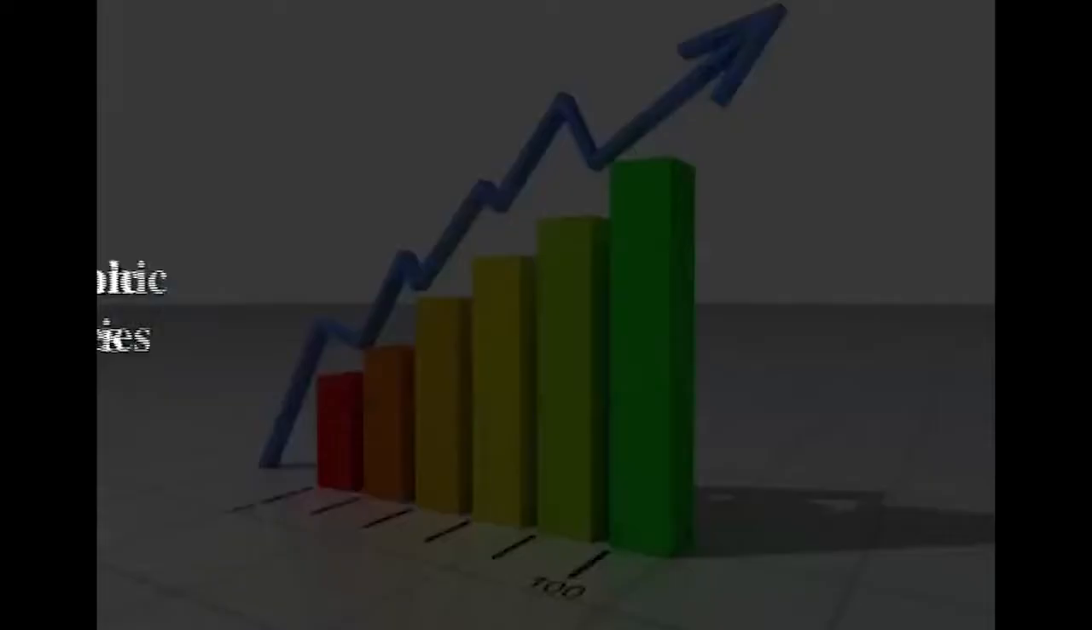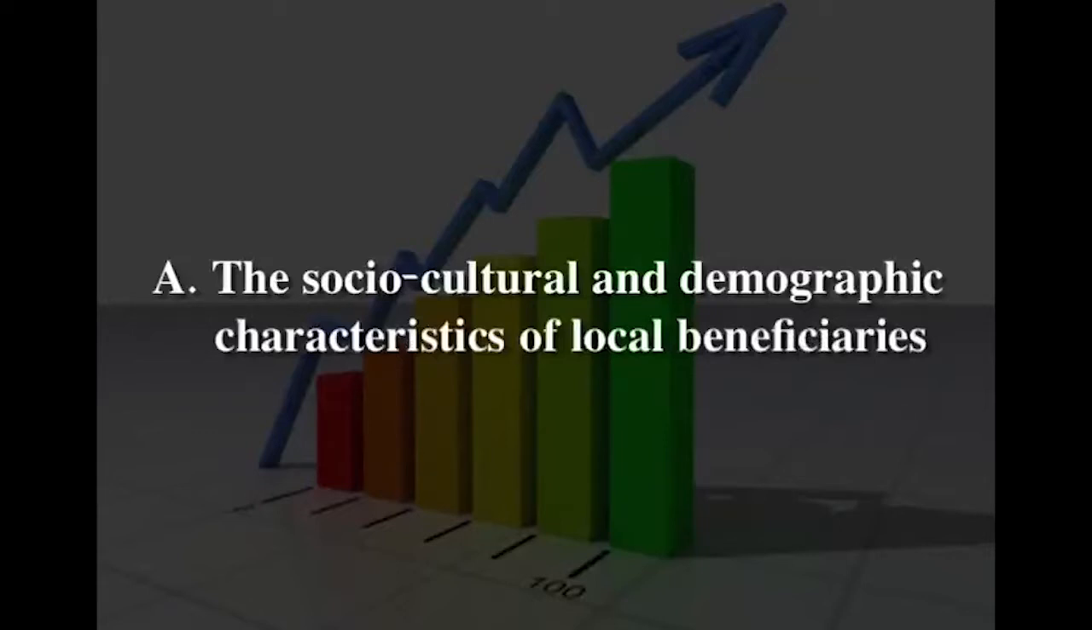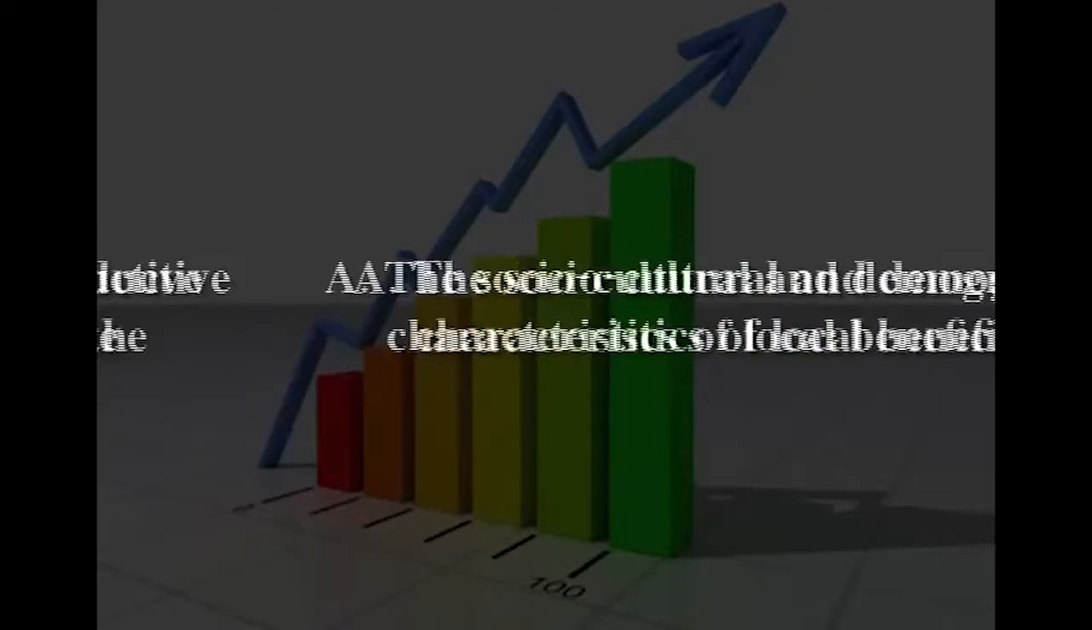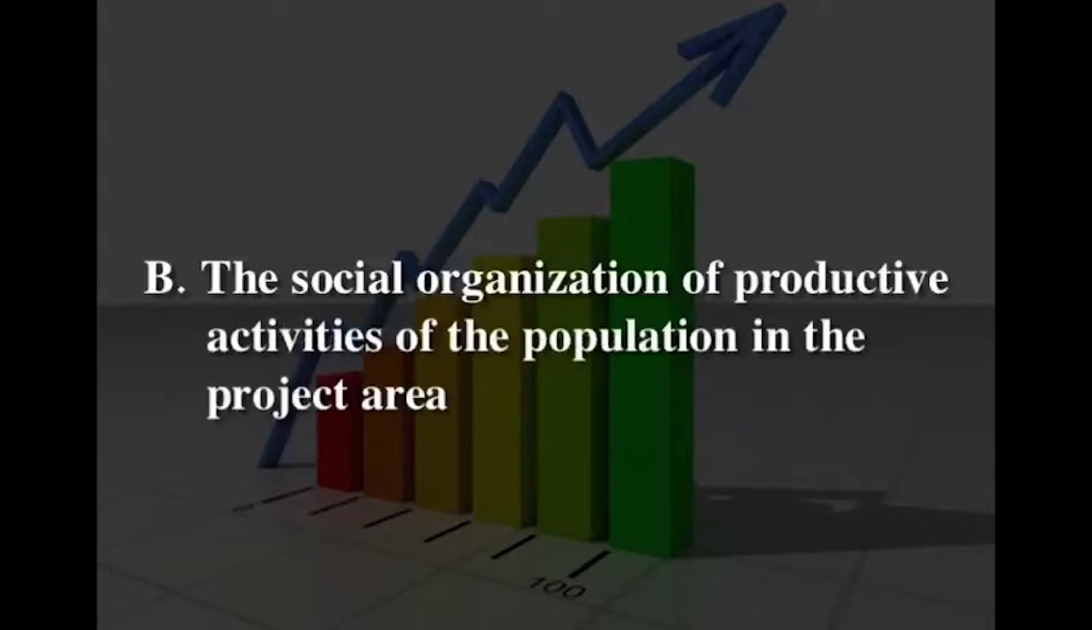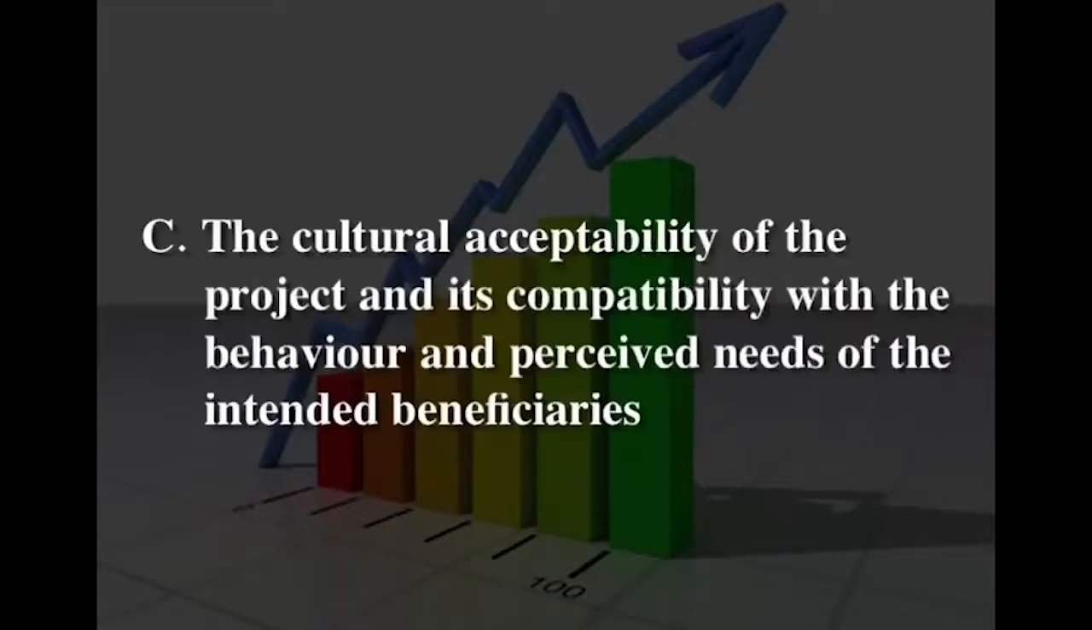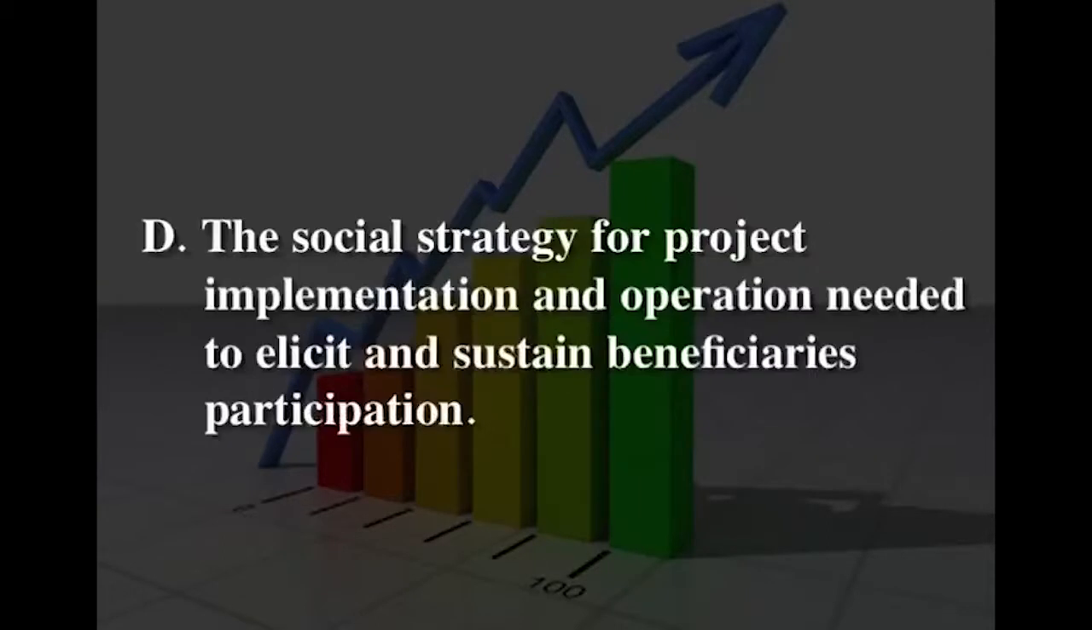Four factors are important for a sociological understanding of the community. They are the socio-cultural and demographic characteristics of local beneficiaries, the social organization of productive activities of the population in the project area, the cultural acceptability of the project and its compatibility with the behavior and perceived needs of the intended beneficiaries, and the social strategy for project implementation and operation needed to elicit and sustain beneficiaries' participation.